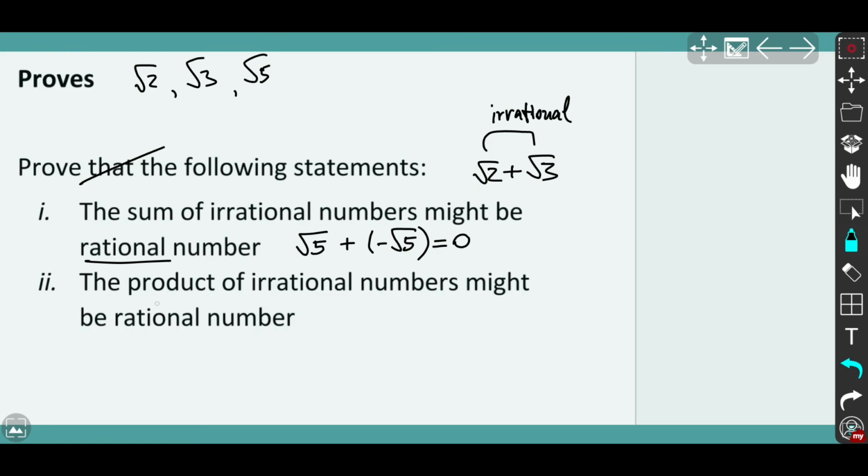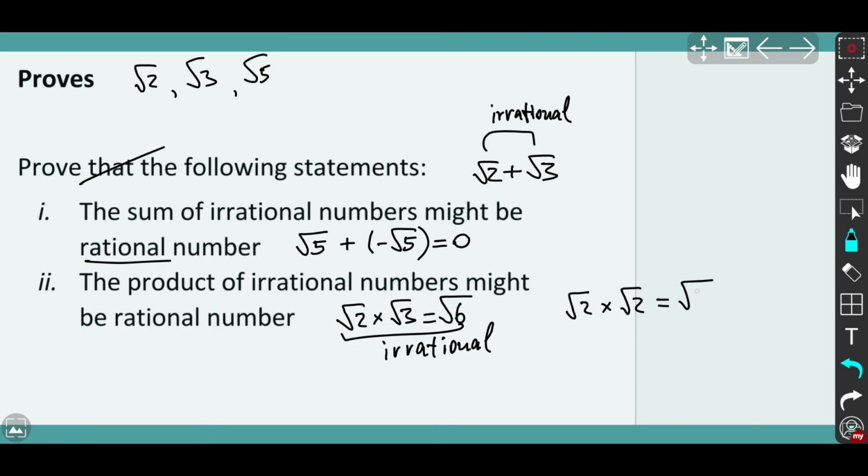So the last one: the product of irrational numbers might be a rational number. Which example to take? If you take, for example, square root of 2 times square root of 3, you'll get square root of 6, which is also irrational. However, if you take the same numbers, like square root of 2 times itself, you'll get square root of 4, which is a whole number, 2, an integer. So that's why you can easily prove it.